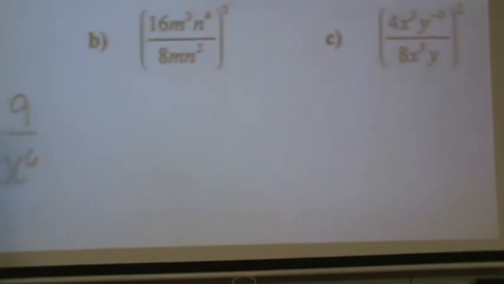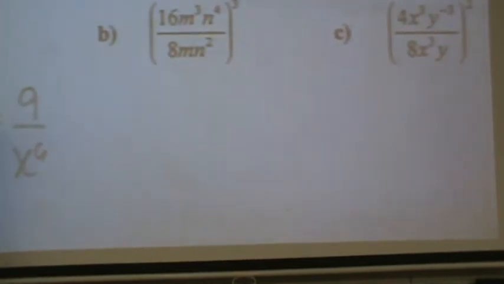Okay, letter B. You have some options here. I see 1, 2, 3, 4, 5, 6 things inside of the parentheses, and then a power. Instead of distributing this here, here, here, here, here, here, you can simplify. You can do what's in the parentheses first.